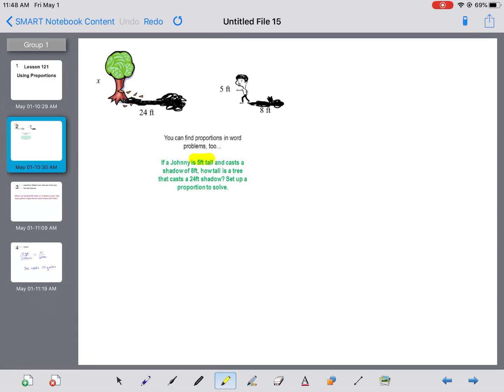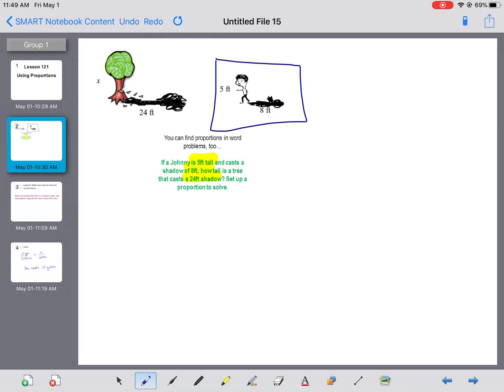So I have here a word problem, and the problem is, if Johnny is 5 feet tall and casts a shadow of 8 feet, how tall is a tree that casts a 24-foot shadow? Set up a proportion to solve. So I have a picture for you here. We have Johnny and his shadow.